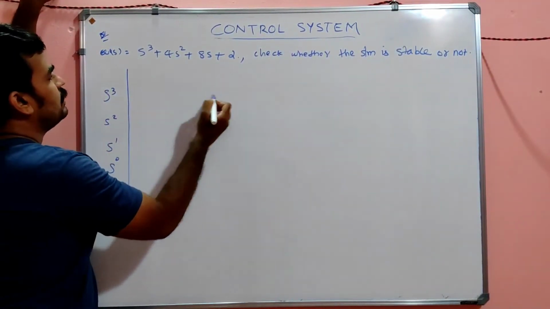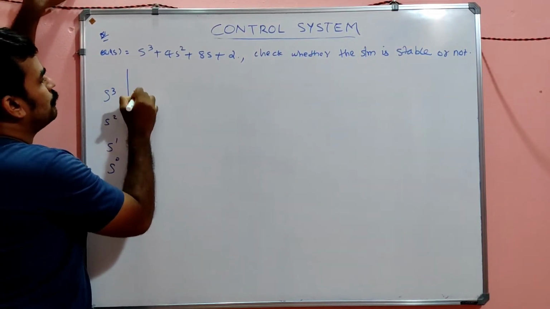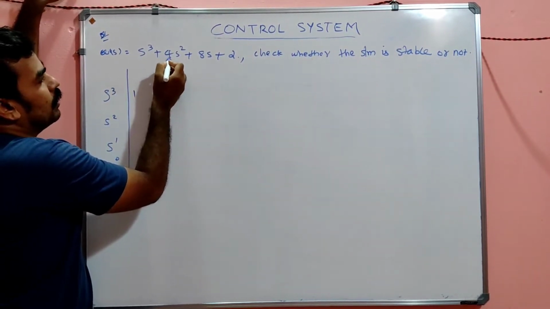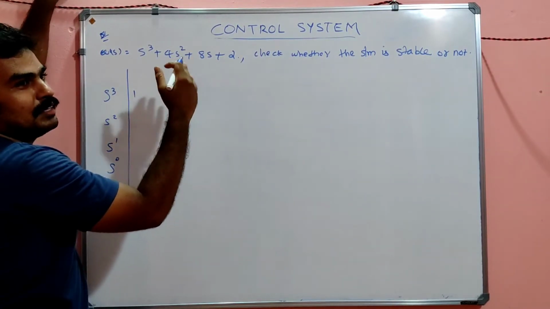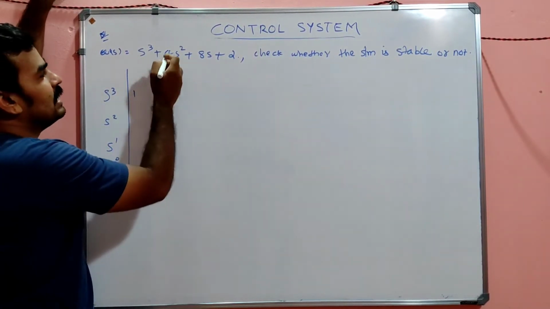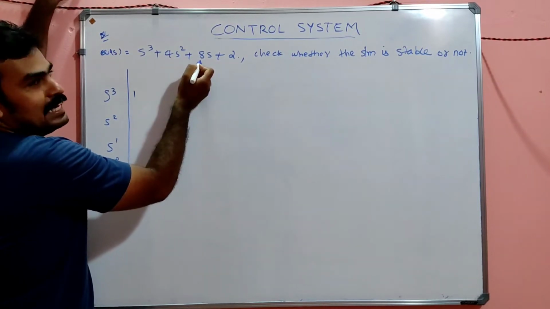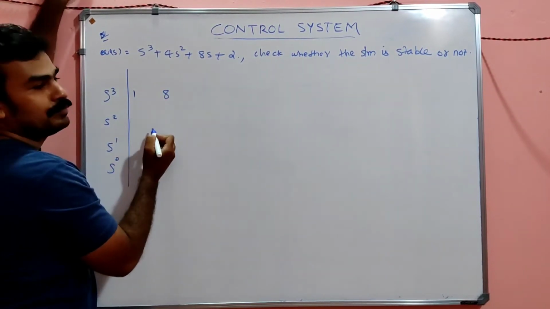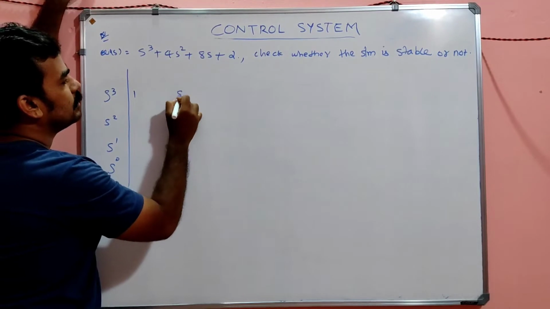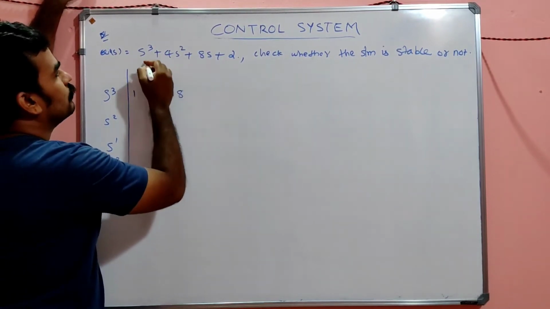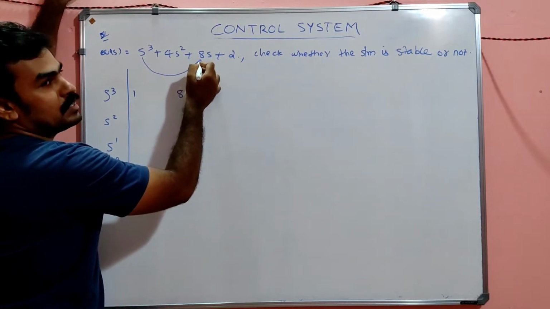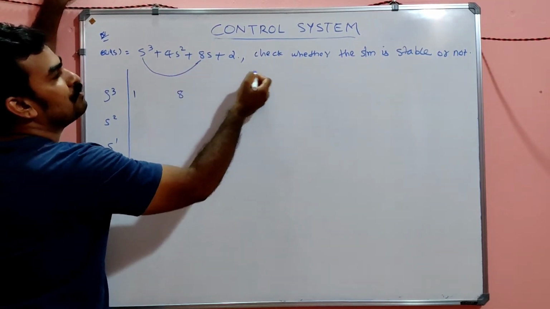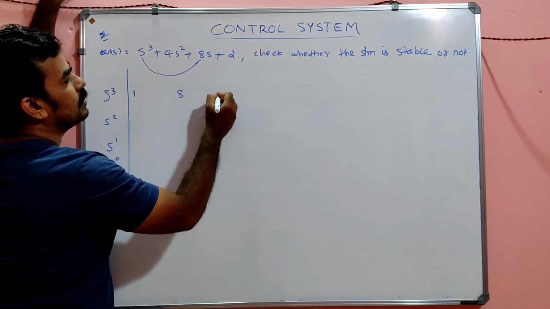And write like this. For S cube, the coefficient is 1. Then leave the next term and focus on the term after that, so 8. Is it clear? First term, leave the second term, focus on the next term. Again leave the second term, focus on the next. Nothing is there, so it will be 0.